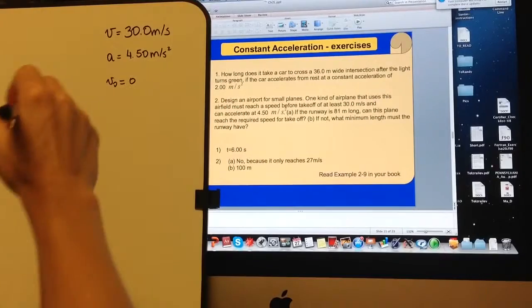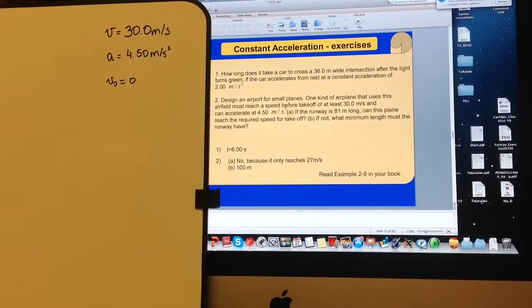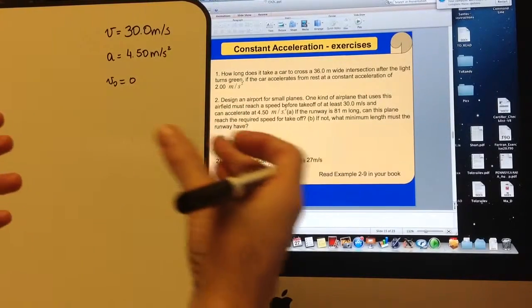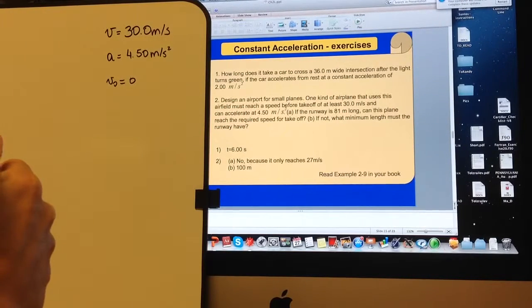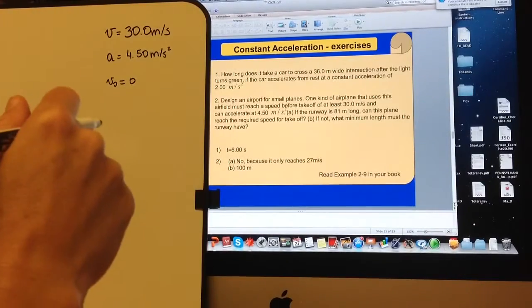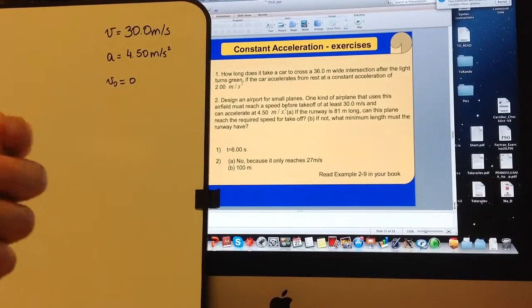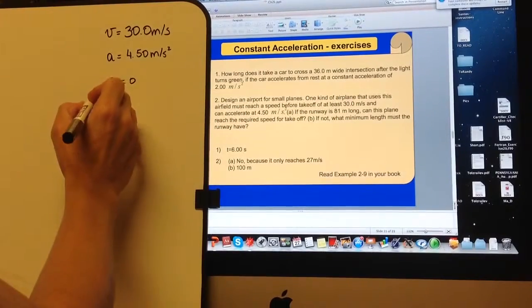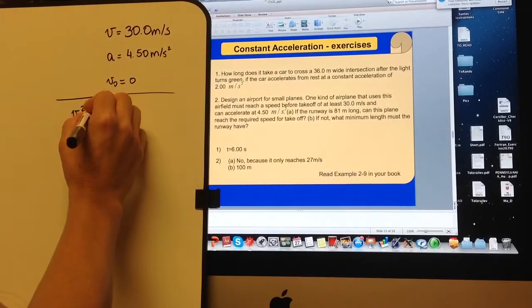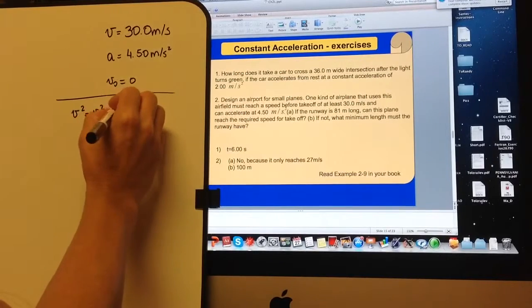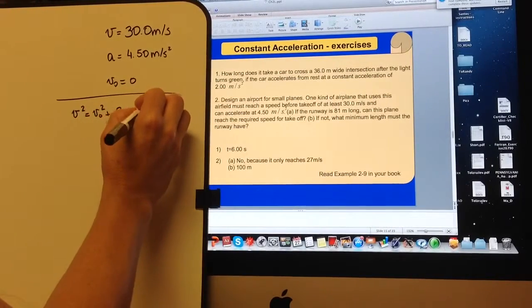So this is our initial velocity. And the first question is, if this runway is 81 meters long, can the plane reach the required speed for takeoff? Well, let's see. We have no information here about time. So the best way to go is to use the equation where time does not appear: v squared is equal to v naught squared plus 2a delta x.